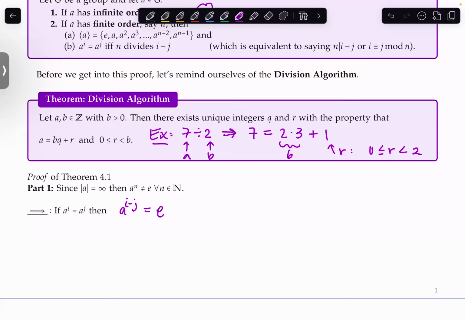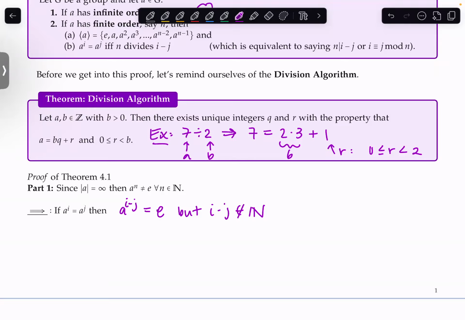Multiplying an element by its inverse will give me back the identity. And I know that these powers work really nicely, so I can just add my powers for the left-hand side. Okay, but i minus j, well, naturally, we can say it is not going to give us back a natural number, because we just said for every natural number, we can't get back the identity if this element has infinite order.